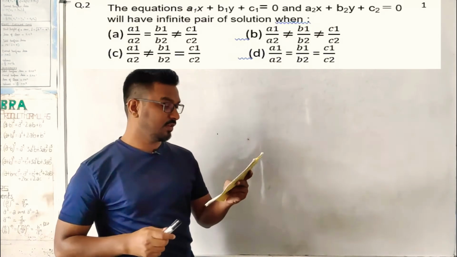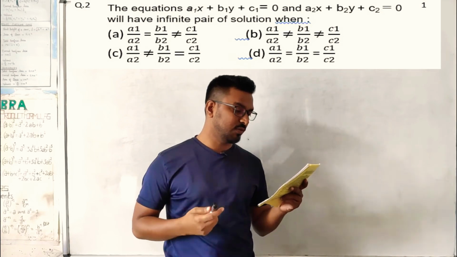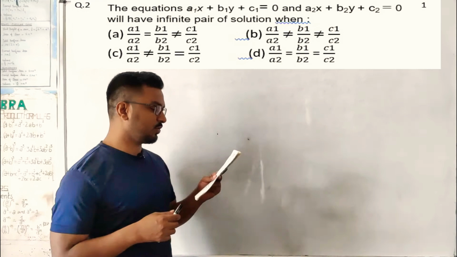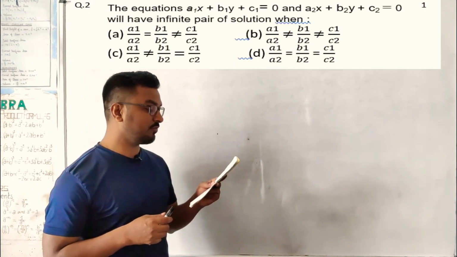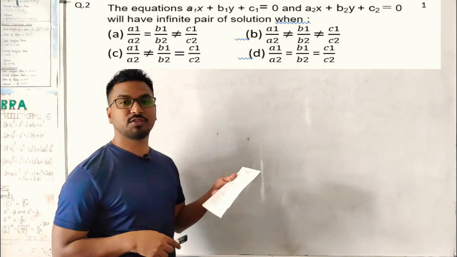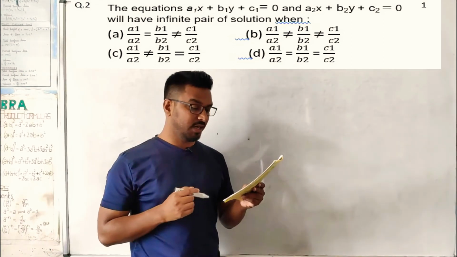Our next question is given: the equations A1x plus B1y plus C1 equals 0, A2x plus B2y plus C2 equals 0 will have an infinite number of solutions when? There are 4 options given. Out of these 4 options, which one will be correct? Option D will be correct.